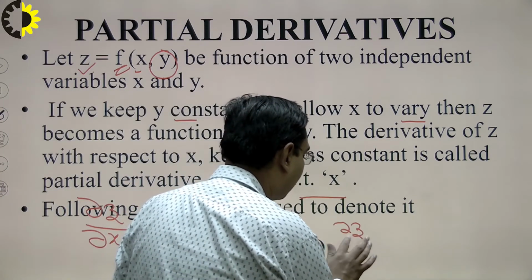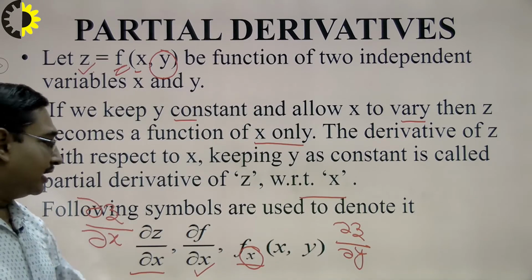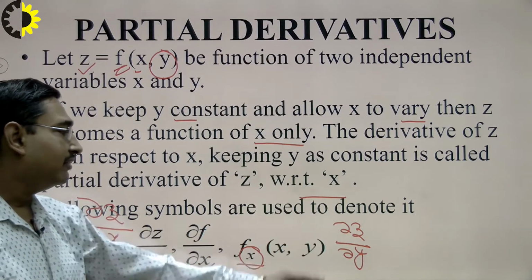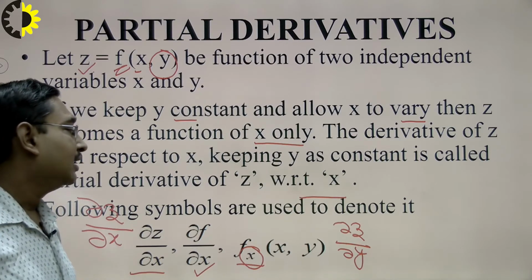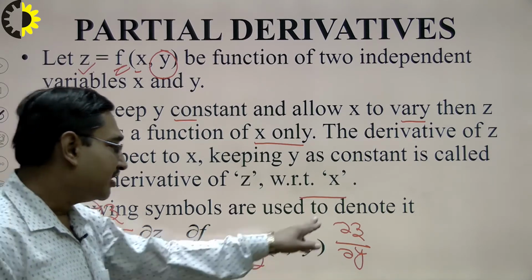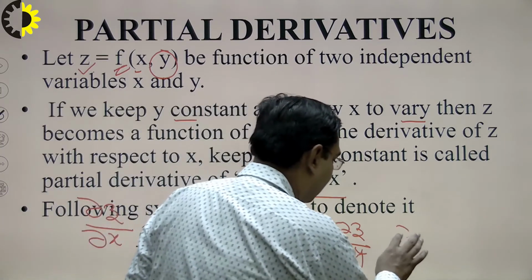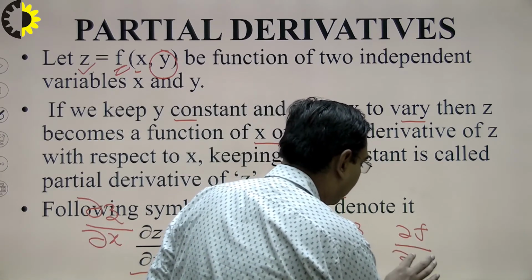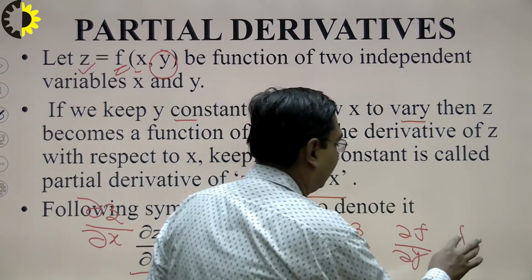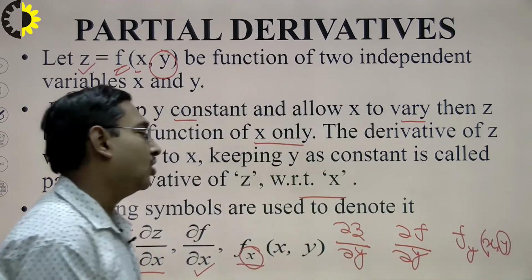Similarly, if I find del z upon del y, it will mean treat y as variable and x as constant and then differentiate z with respect to y. The derivative so obtained will be the partial derivative of z with respect to y, which will be denoted by del z over del y. Similarly, the notation del f upon del y can also be used, and in suffix notation the derivative will be written as f_y(x, y) or simply f_y.